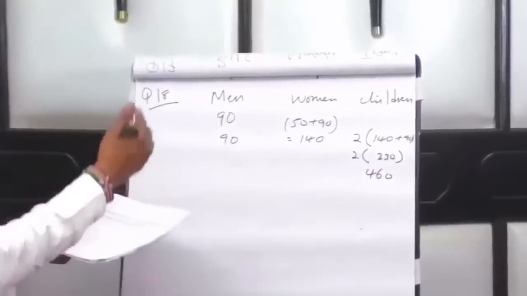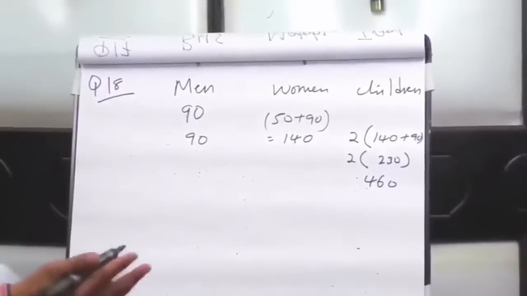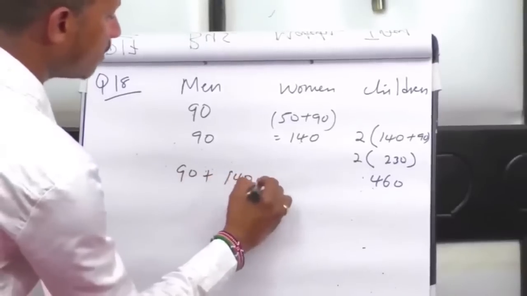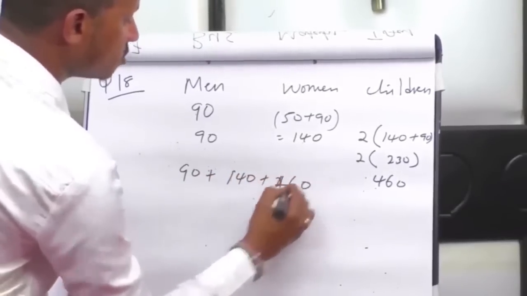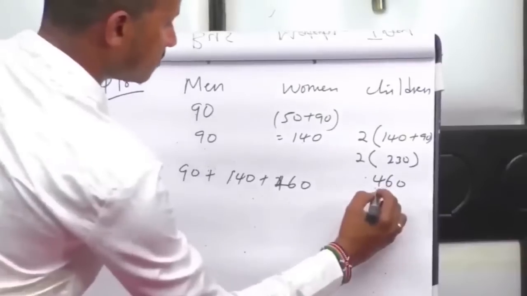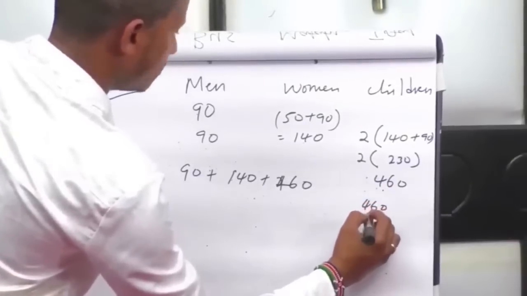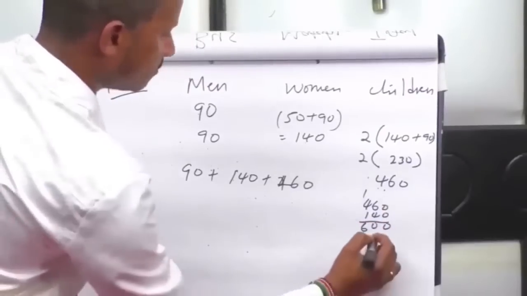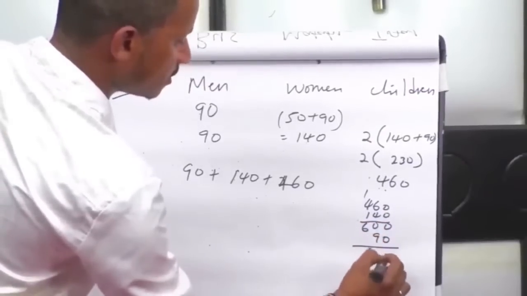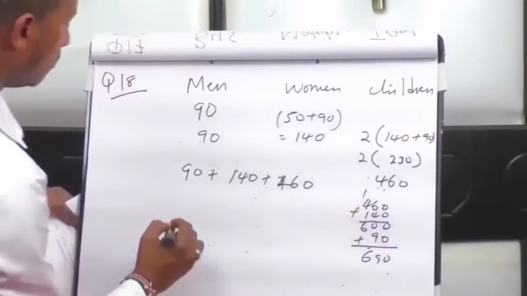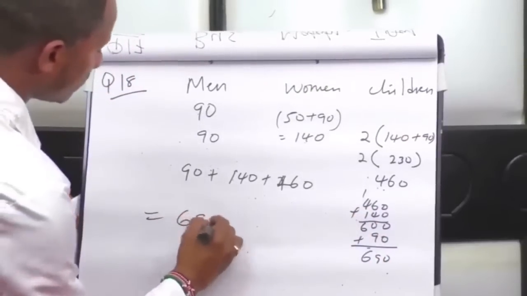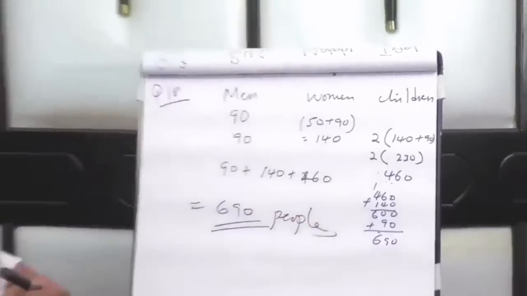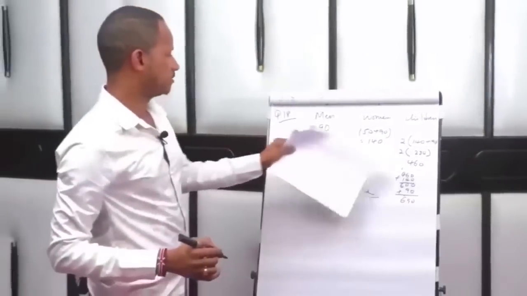So the question wants how many people were in attendance, the total number. So just write 90 men plus 140 women plus 460 children. So this gives 460 plus 140 is 600, 630 plus 90 is 690 people. So the total people who attended were 690 people.